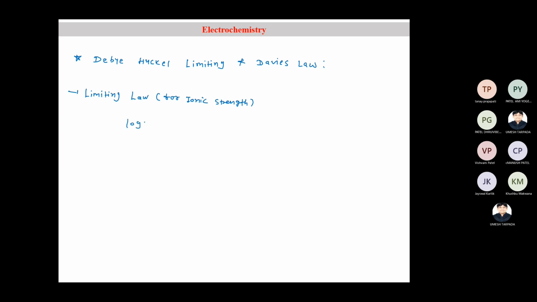Log gamma i, the activity coefficient, or gamma plus or minus, is equal to minus A, the Debye-Huckel constant, times Zi square, the charge squared, times under root I, where gamma i is activity coefficient, A is Debye-Huckel constant, Z is charge and I is ionic strength.